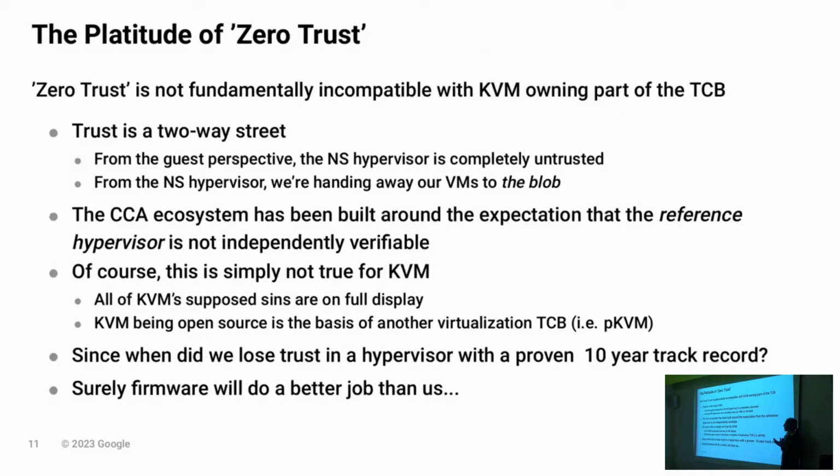And to make matters worse, all of this is built around the moral platitude of zero trust. The idea is that the VM doesn't trust the hypervisor at all. But I would say that trust is a two-way street. From the perspective of the VM, right, they don't trust KVM, but from the perspective of the non-secure hypervisor, I just see this giant blob to which I'm handing off my VMs. So very unnerving there. And the CCA ecosystem was built largely in the interest of a reference hypervisor that may or may not be independently verifiable. There's possibly not going to be any source code available for your hypervisor, but we know that's in no way true for KVM. All of our sins and mistakes are on full display, proudly.